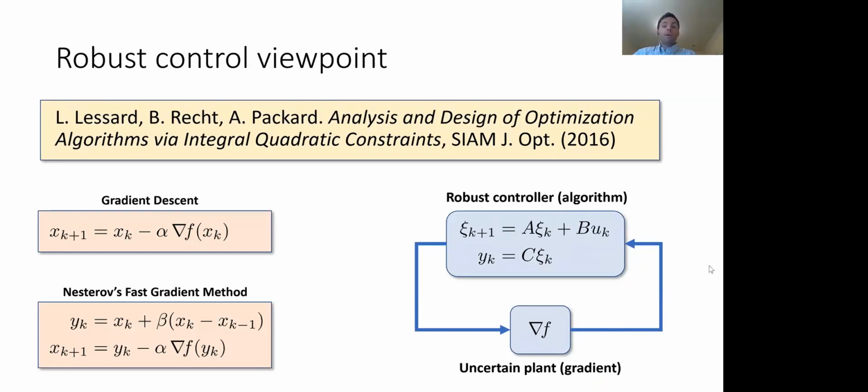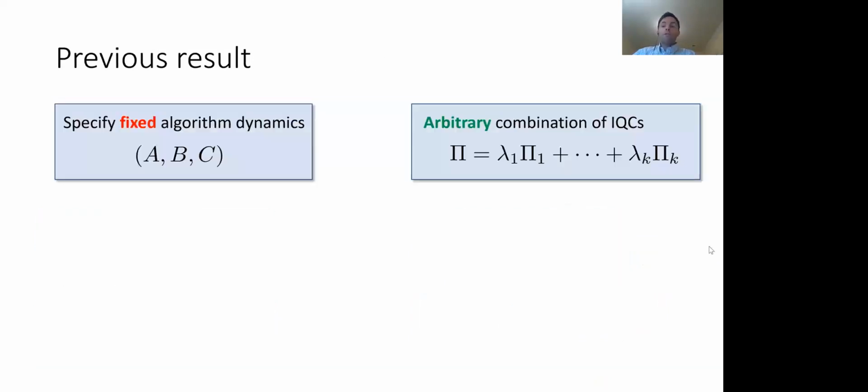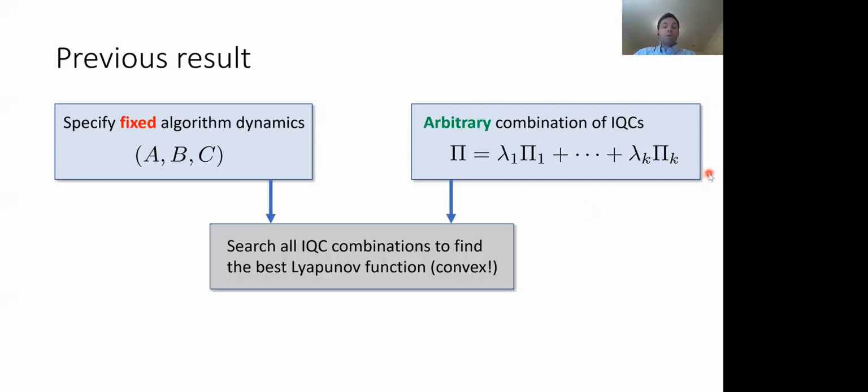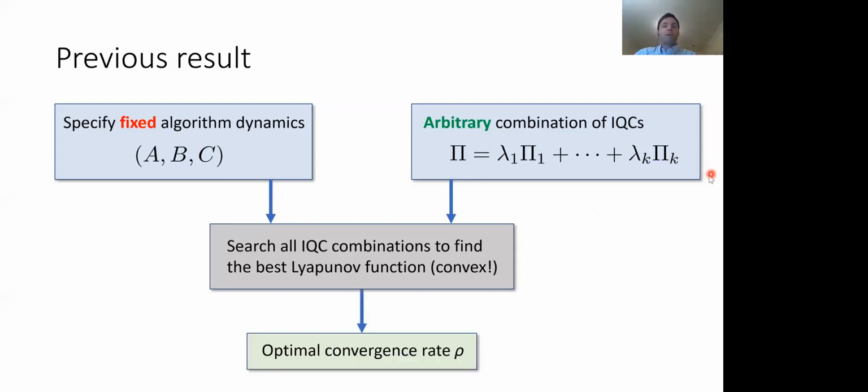The main result from that work had the following form. If you specify the algorithm you want to analyze, in this case by providing state space matrices A, B, and C, and you specify constraints satisfied by the inputs and outputs of the function, which are IQCs pi 1 through pi k, then we can solve a small convex program to find the combination of IQCs that certifies the fastest possible convergence rate rho. The key point here is that the algorithm is fixed.